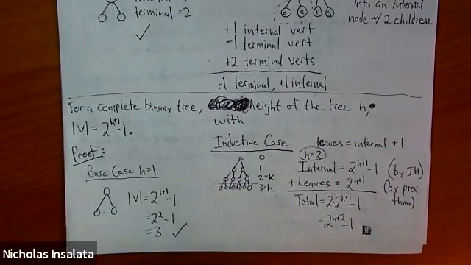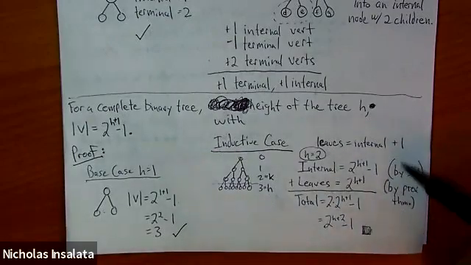Oh, Nathan, you have a note. Is that what you said? Let's see. Calculate the number of leaves when h equals k. Okay, then calculate the number of leaves when h equals k plus 1. Then the number of leaves when h equals k plus 1 equals 2 times the number when h equals k. Sure, that's another way of thinking about it, I think. I think that's right. So what do you guys think about this way? Does this way make sense?